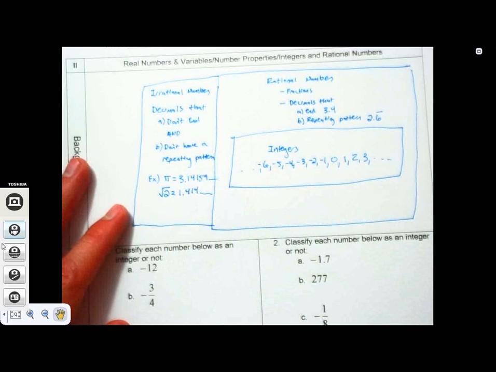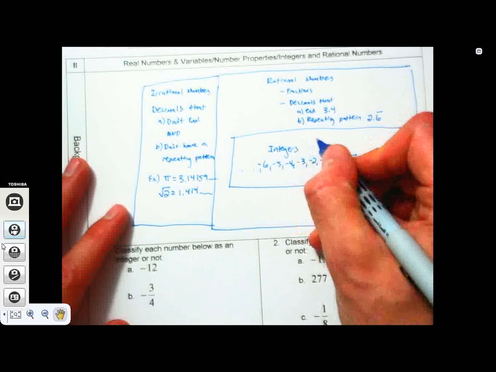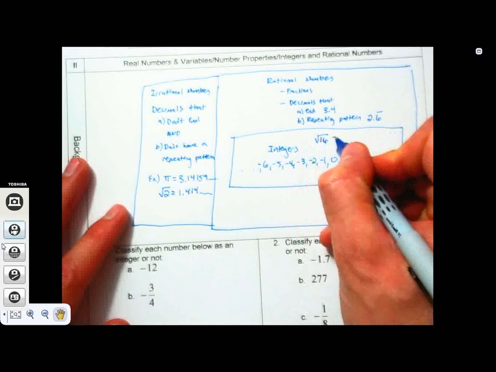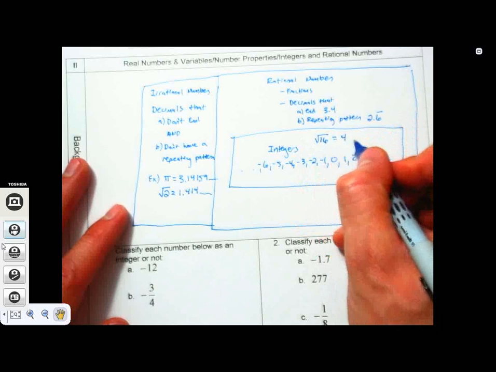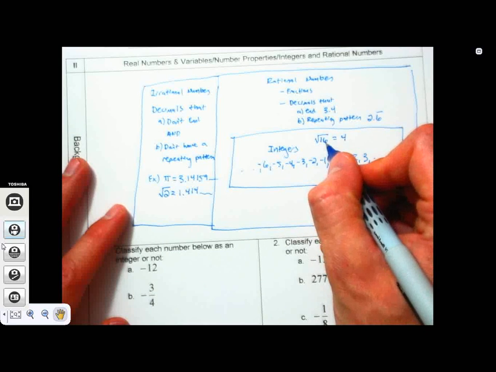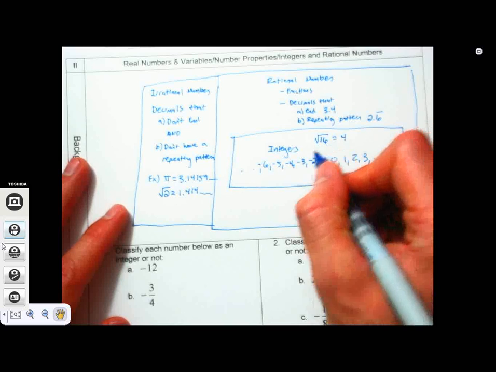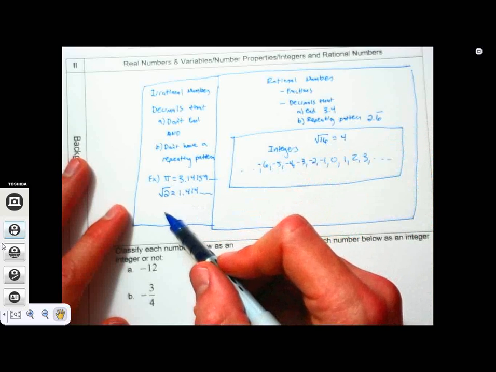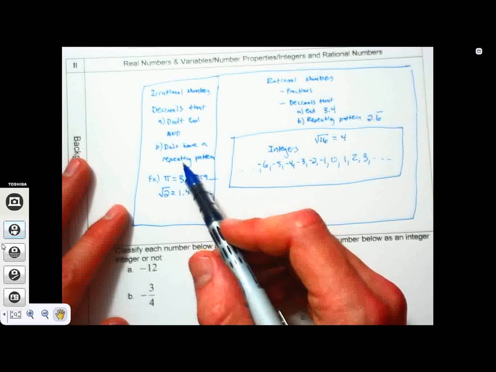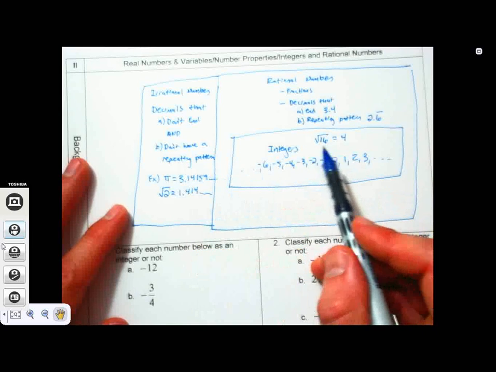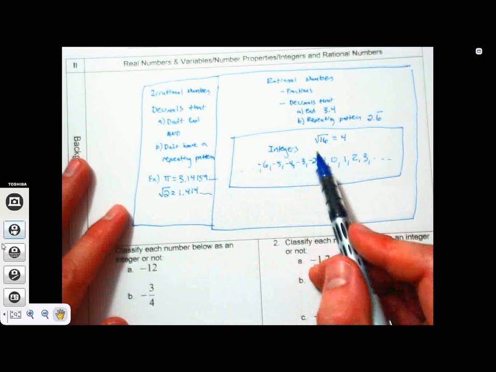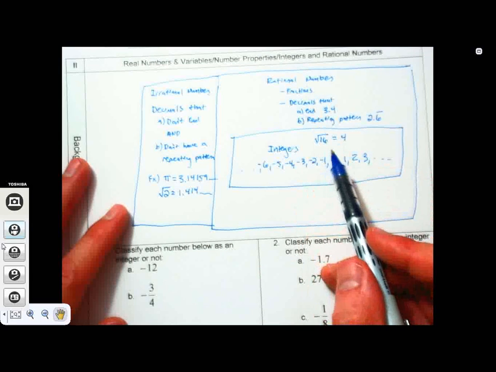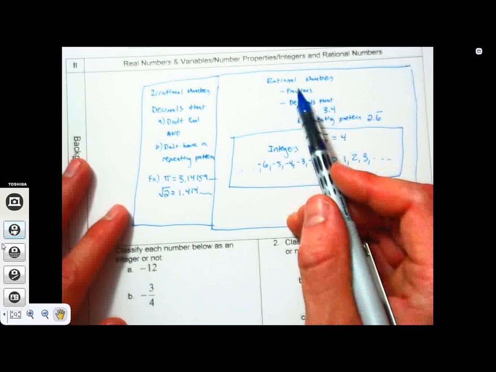Okay, if I look at other square roots, like say the square root of 16, that would actually be an integer. Why? Because the square root of 16 is actually 4. So while it doesn't look like an integer, it actually is one in disguise. So the square roots that don't have whole number answers are going to fall in this irrational number category. Square roots that do have whole number answers are going to fall in the integer category, and because it's an integer, every integer is also a rational number. So that means the square root of 16 is also a rational number.